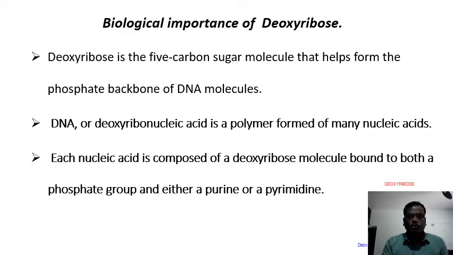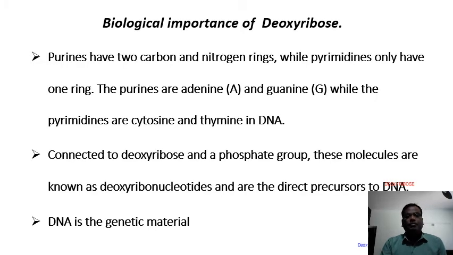And each nucleic acid is composed of a deoxyribose molecule bound to both a phosphate group and either a purine or pyrimidine. Now adenine, guanine, cytosine and thymine are the purines and pyrimidines. So deoxyribose is important because it is part of the DNA. Purines have two carbon and nitrogen rings, while pyrimidines only have one ring. The purines are adenine and guanine, while the pyrimidines are cytosine and thymine. So that you are going to study whenever you study the DNA.